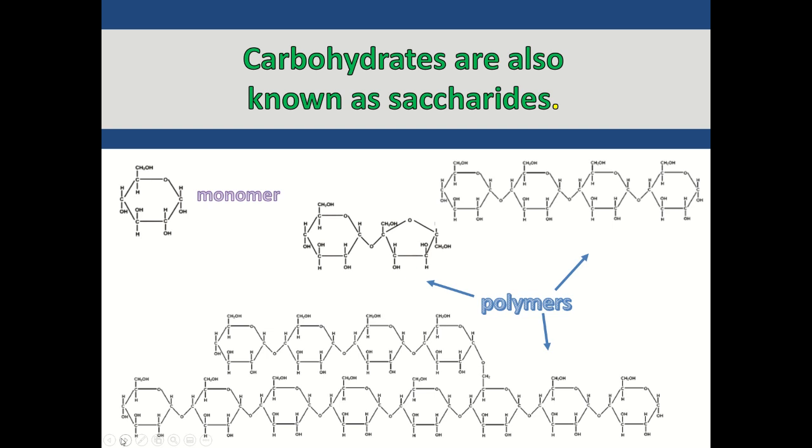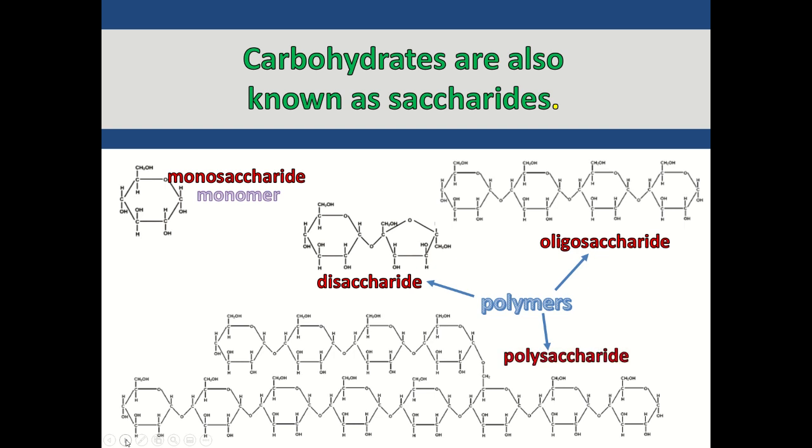So carbohydrates are also known as saccharides, and this is really important, so you might want to write this down. The monomer for carbohydrates is called a monosaccharide. Mono means one, and saccharide means sugar, so one sugar unit. And here you can see that. When we talk about the polymers for carbohydrates, they can be one of three: a disaccharide, an oligosaccharide, or a polysaccharide.